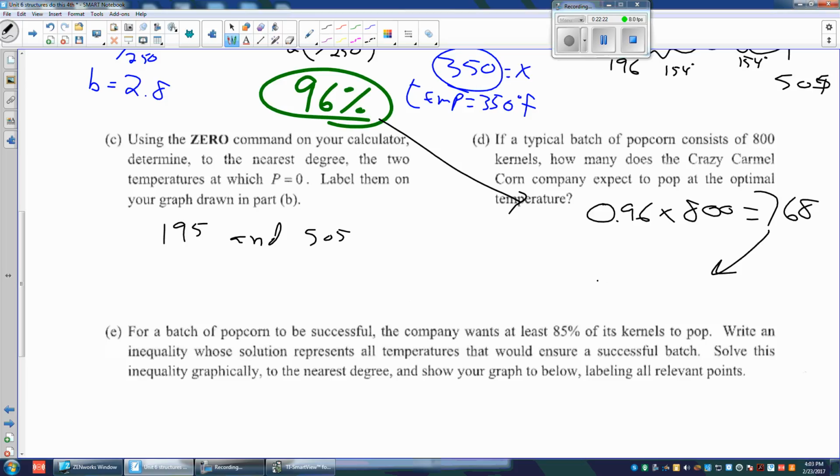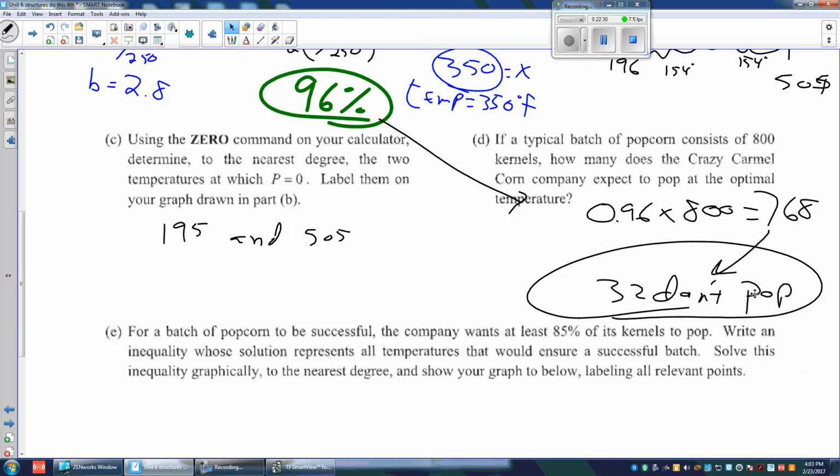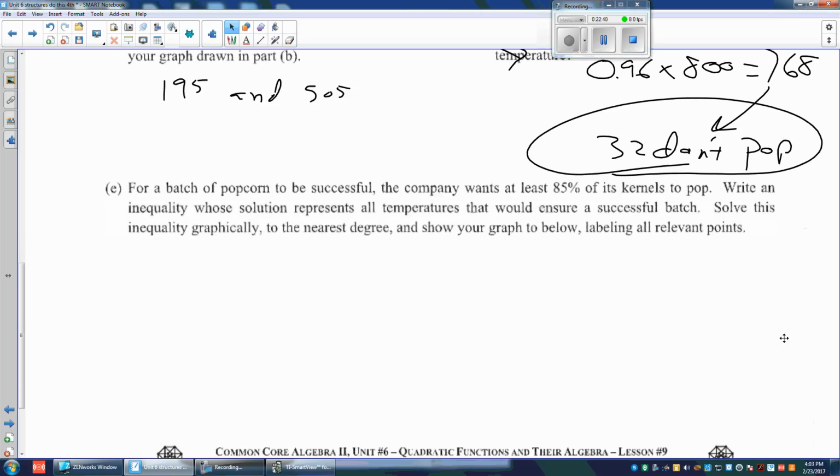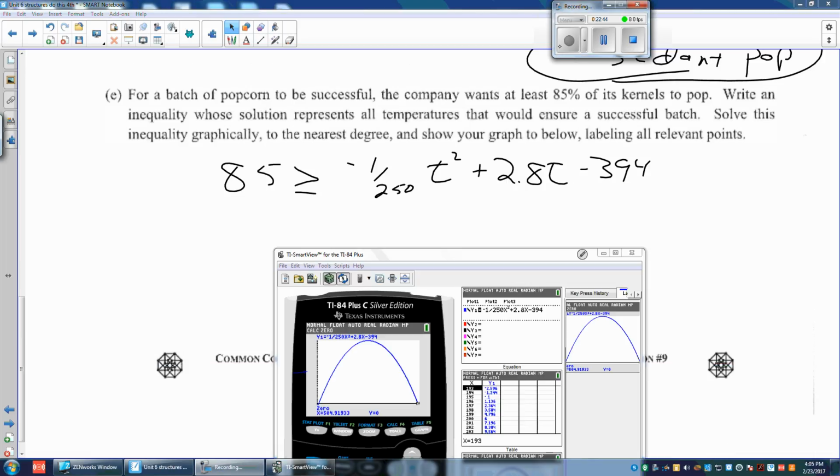Hey, before we go on, I want to know that 32 don't pop. Why do I want to know that? Because I always want to know waste. As a business person, I want to know waste, what I lose. 768 are great, but hey, that goes out the door. I want to know what stays here as waste. What am I losing? For a batch of popcorn, okay, so we want at least 85%.